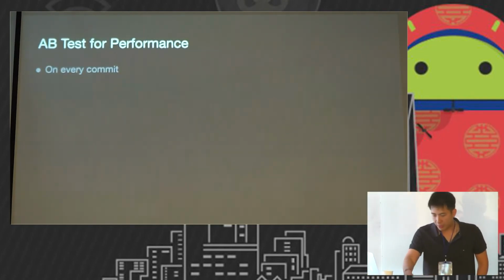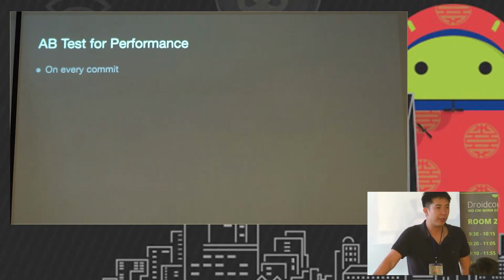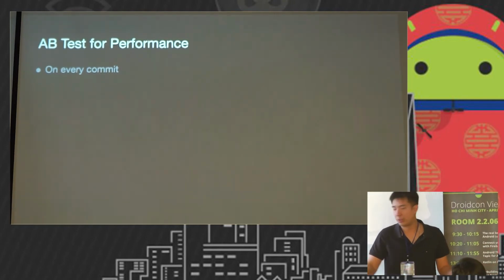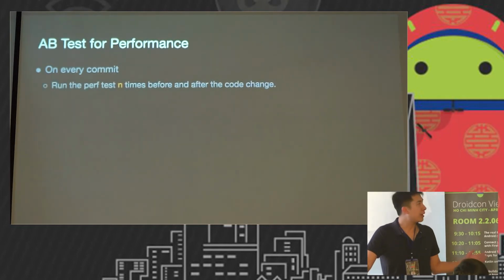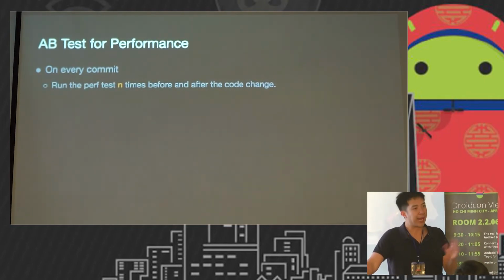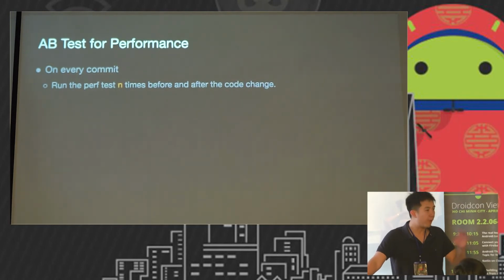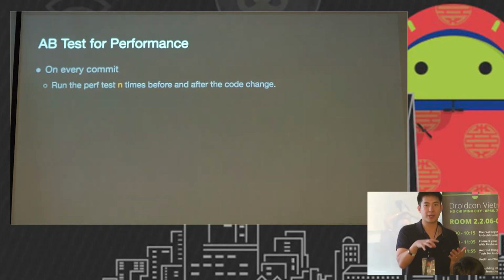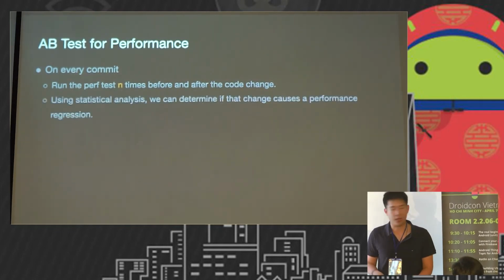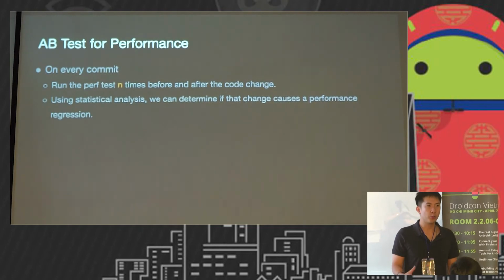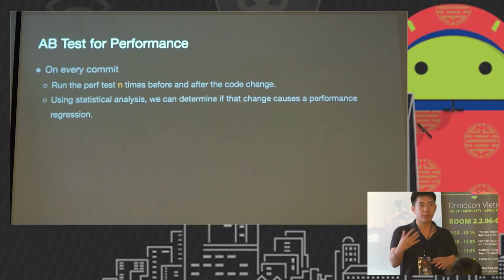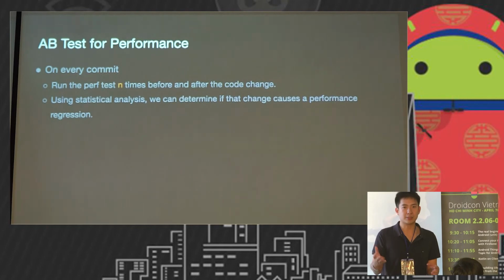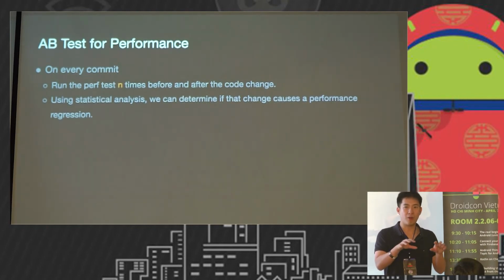There are 2 parts to it. The first part is running on every diff. Every time you check in code in master, we have to run the perf test some n times. It can be 10, 20 times before and after the code change. And if you do that, then you basically have 2 distributions of performance. And using a statistical analysis tool, we'll be able to say if these 2 distributions are similar or if a regression has been introduced here, right? So think of how you normally run an A/B test for a particular feature. We run an A/B test for performance here.